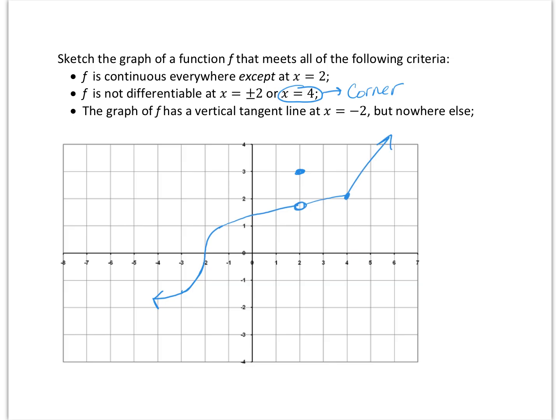So I have satisfied all of the criteria here. Vertical tangent line at -2, a discontinuity at 2, and not differentiable at 4, but not because of a discontinuity or a vertical tangent line, because I'm only supposed to have one of those.